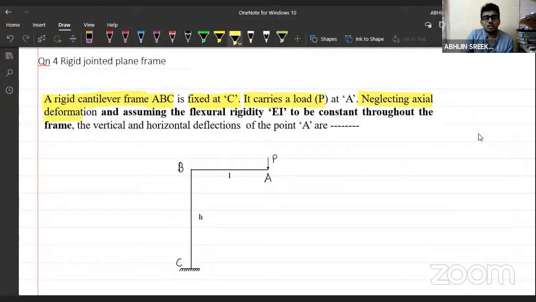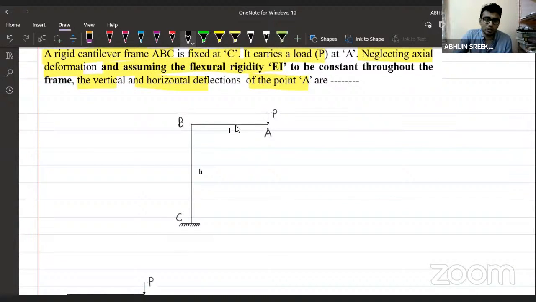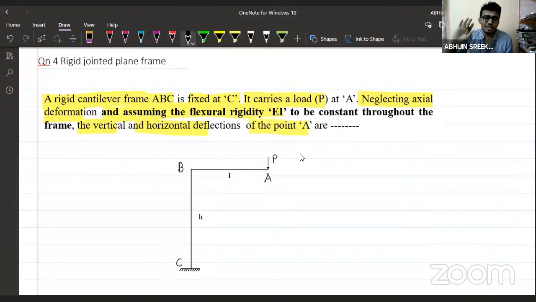Neglecting axial deformation and assuming the flexural rigidity EI to be constant throughout the frame, the vertical displacement and the horizontal displacement of the point A are asked. I've taken a general question, so the concept has to be clear to you. Calculating both vertical and horizontal displacements without given options is actually not possible, because we are given L values and H values, not 2 meters or 4 meters. The magnitude is not given, so we have to consider it for understanding the concept. We are interested in calculating the vertical displacement of joint A and the horizontal displacement of joint A.